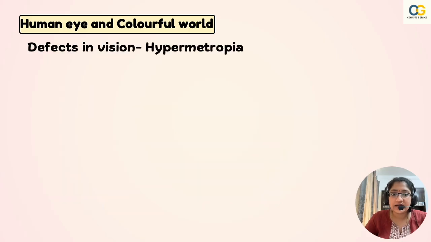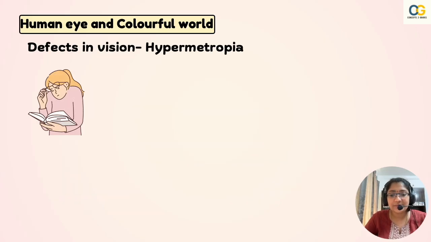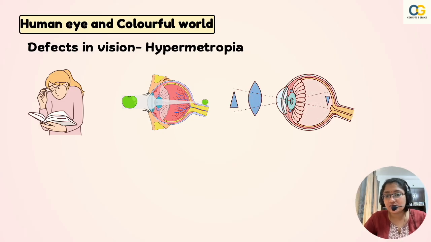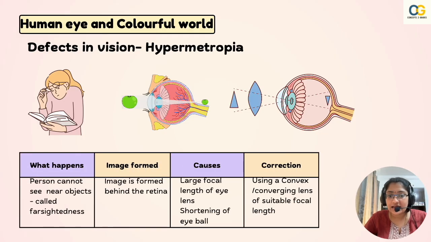The next one we have is hypermetropia, where a person cannot see nearby objects. You cannot see anything which is near. Here the image is formed behind the retina, and this is corrected using a convex lens and it is put back onto the retina. This happens because there is a large focal length of the eye, shortening of the eyeball. Like in myopia it was elongation of the eyeball, here the eyeball has shortened. So you correct this using a convex lens which converges the image back onto the retina.